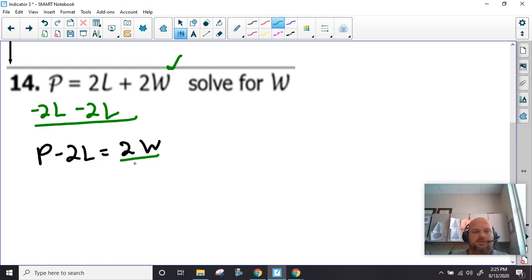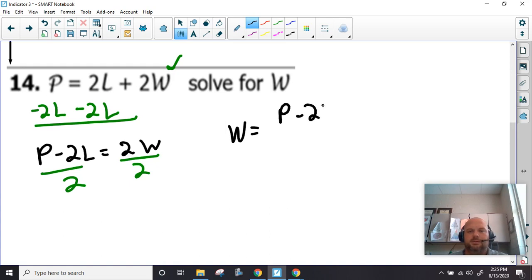Now, divide by 2. There's a couple ways to write this one. Normally, we told people to write it like this: W equals P minus 2L all over 2. We'll get more people that would answer it that way.